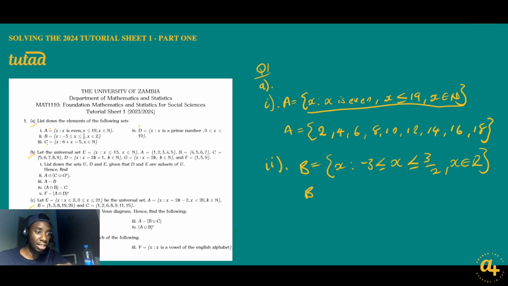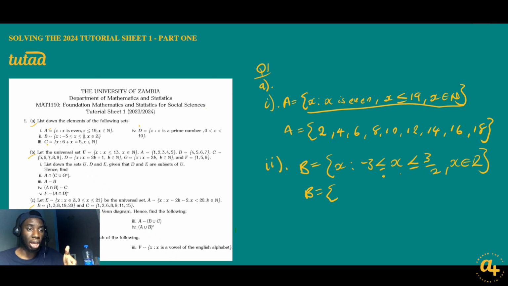Now let's get to listing down the elements of set B. But before we can do that, like we did on part A, let's properly analyze the description here. -3 is less than or equal to X. The fact that we are looking at this inequality, -3 is an integer, and we have this inequality that says -3 is less than or equal to X. Therefore, -3 is going to be a part of the set B.